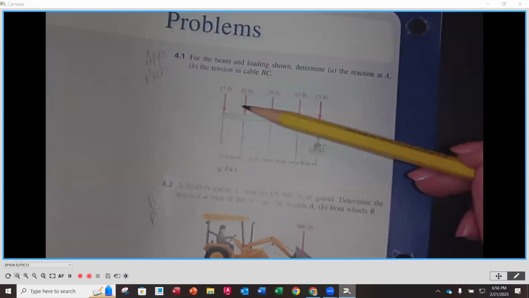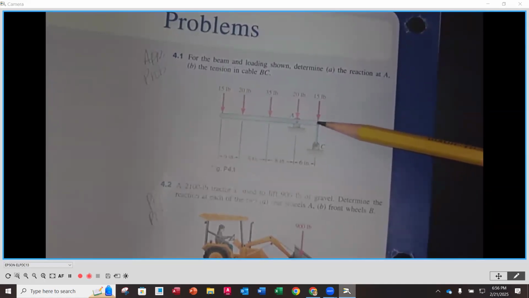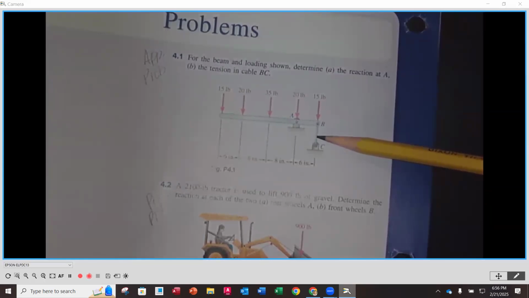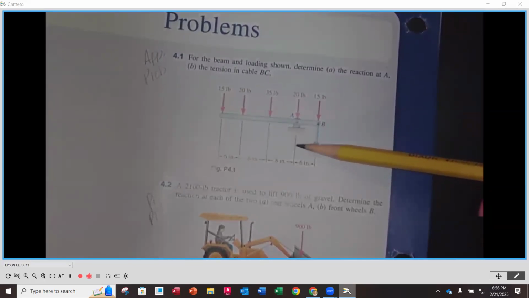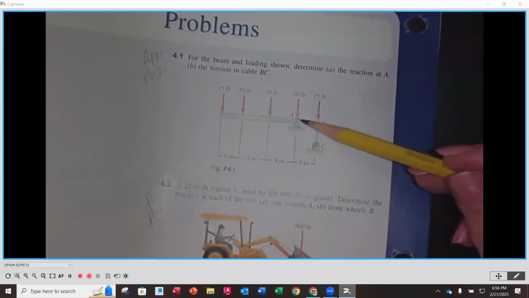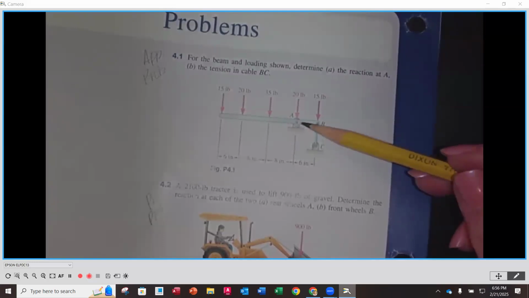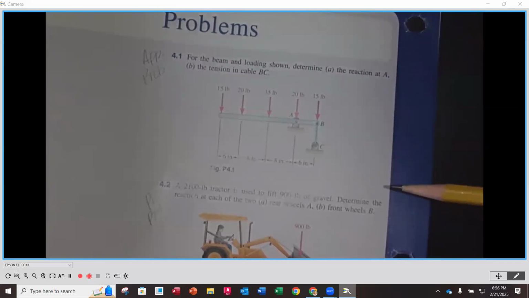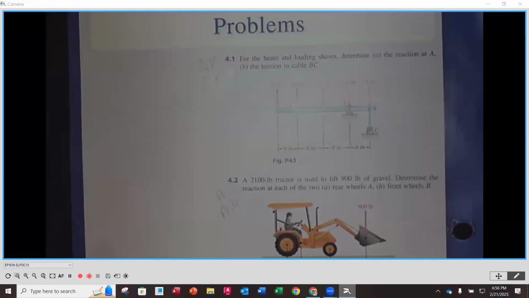So you'll have 1, 2, 3, 4, 5 forces, applied loads. Then you're going to have one reaction in tension pulling away at B. And then you're going to have an X and a Y at A. And those are going to be the reactions for the pin. So solving for those two reactions, the tension in the cable at B, and the X and the Y at A. The next one that you have is going to be problem 4.7.